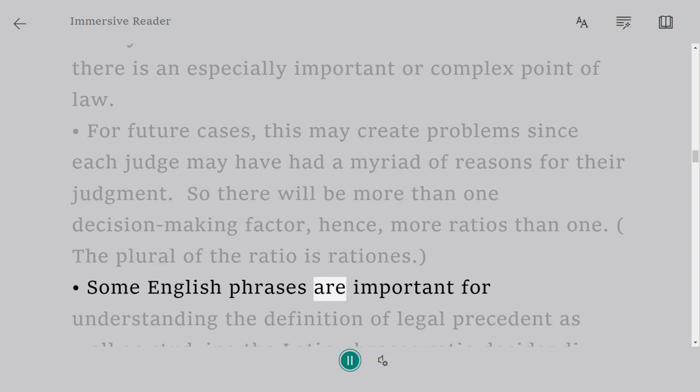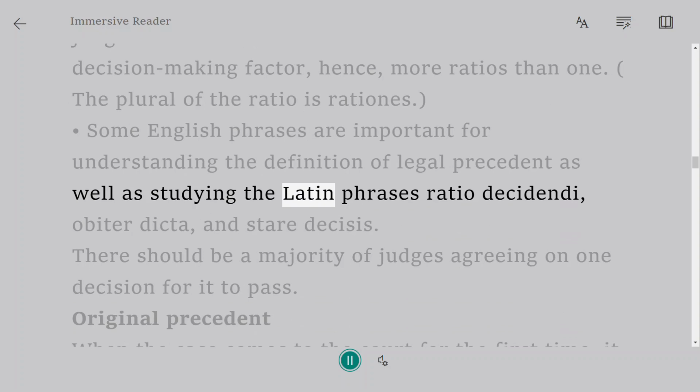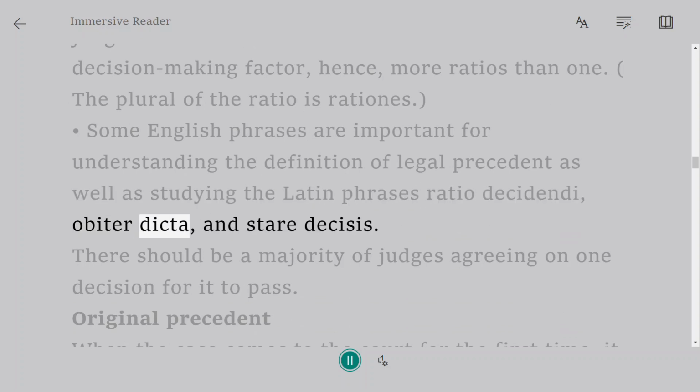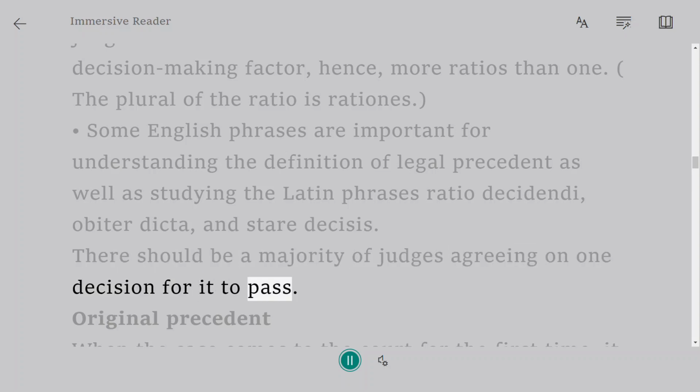Some English phrases are important for understanding the definition of legal precedent, as well as studying the Latin phrases ratio decidendi, obiter dicta, and stare decisis. There should be a majority of judges agreeing on one decision for it to pass.